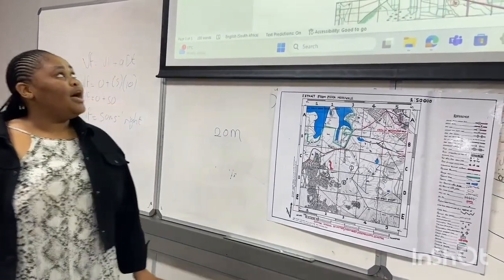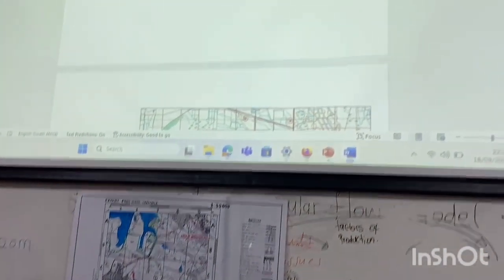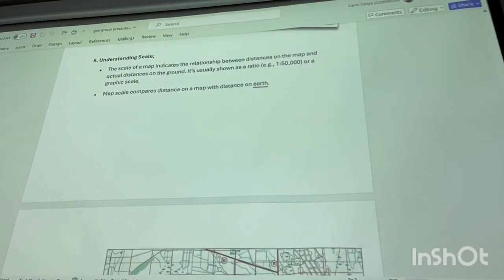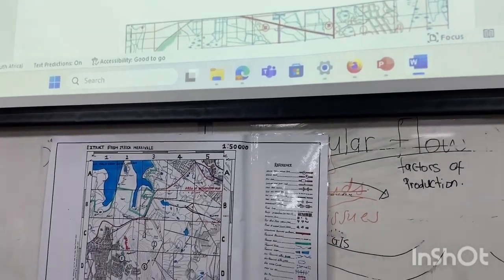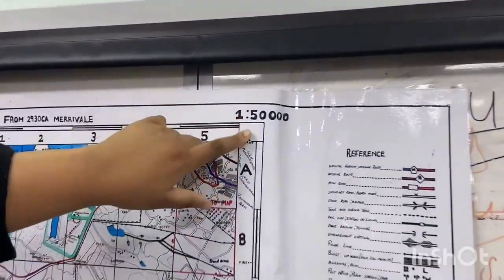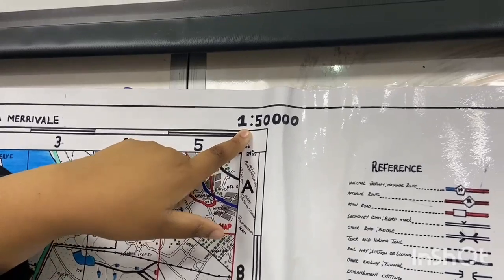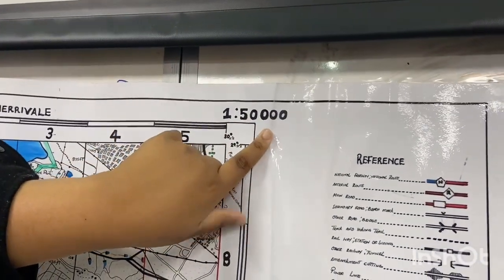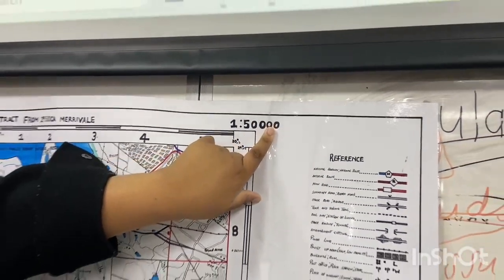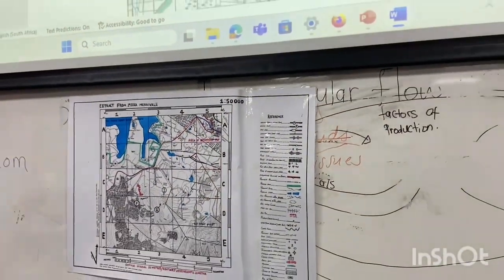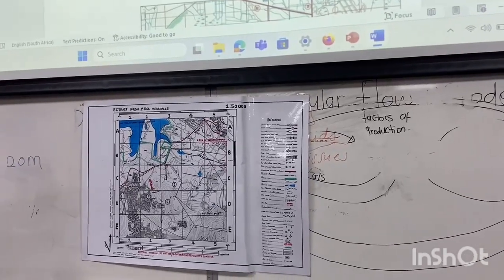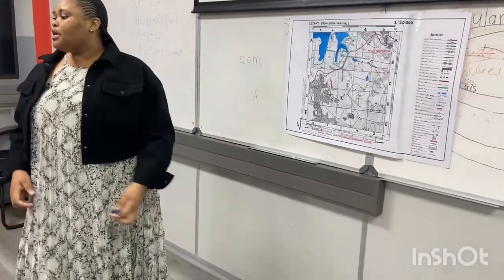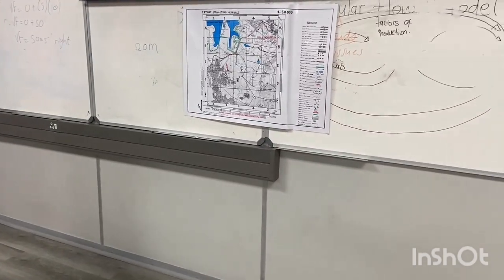Okay, so now we have scales. The scale of a map indicates the relationship between distances on the map and the actual distances on the ground. It is usually shown as a ratio. For example, in our map, we have 1, which stands for 1 centimeter on the map, and then we have 50,000 centimeters on the ground. Is that clear? Yes. And then map scale compares distance on the map with distance on Earth. Is that clear? Yes.